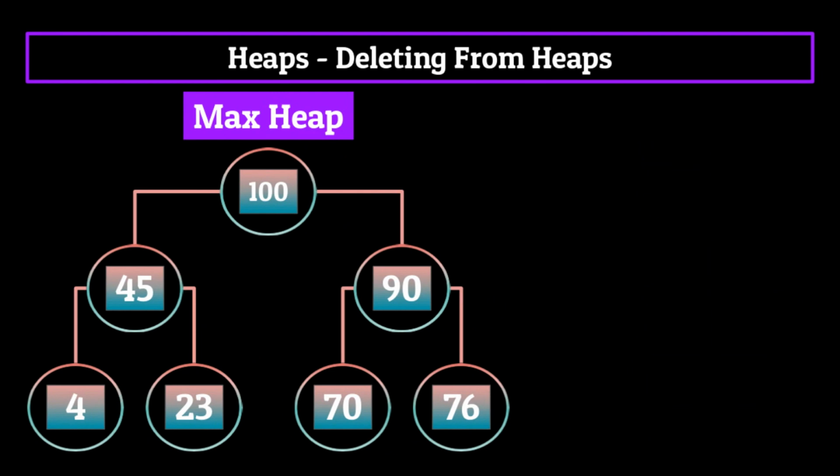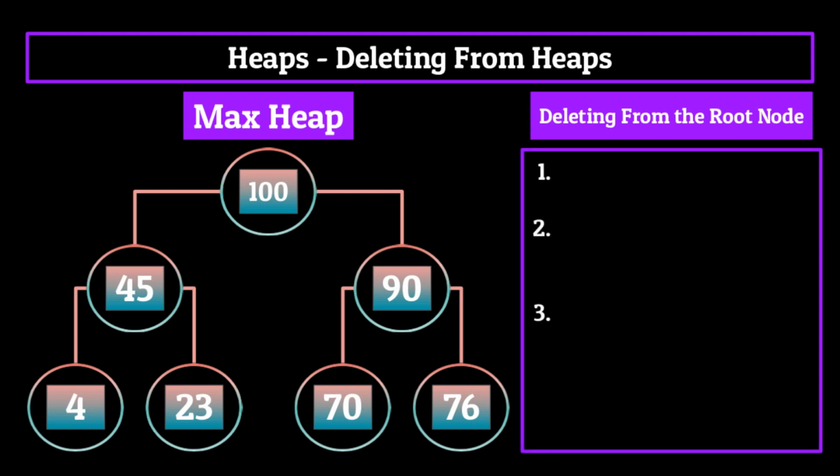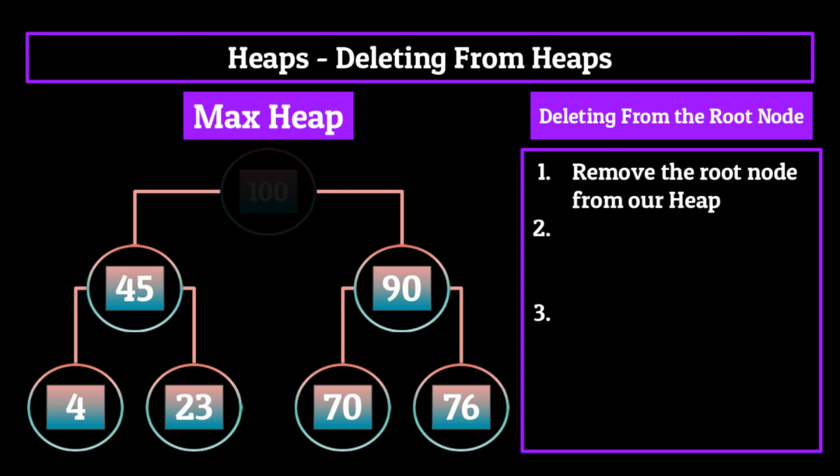Deleting from a heap is also pretty simple, at least in our case. This is because the type of deletion I want to talk about is just the process of removing the root node from the heap, and you'll see why later on. To delete the root node from a heap, you follow a 3-step process. Step 1 is actually removing the root node from our heap, so in our case, we delete the 100 node.